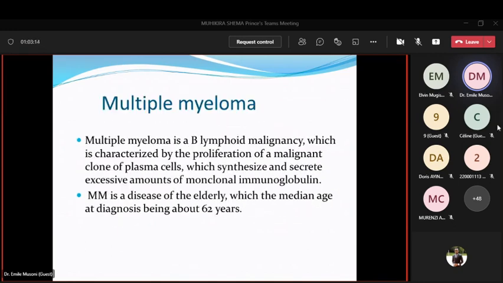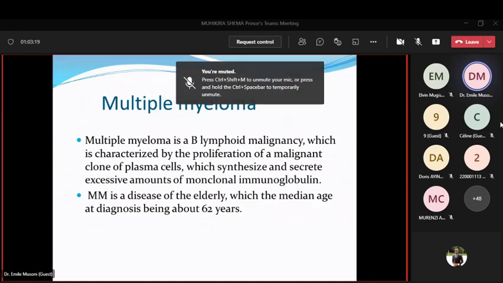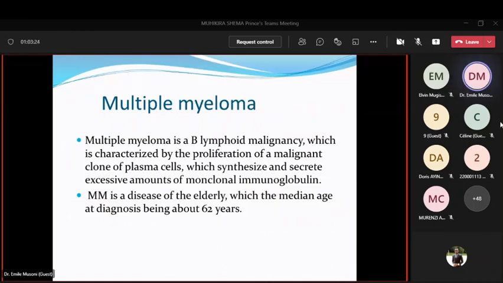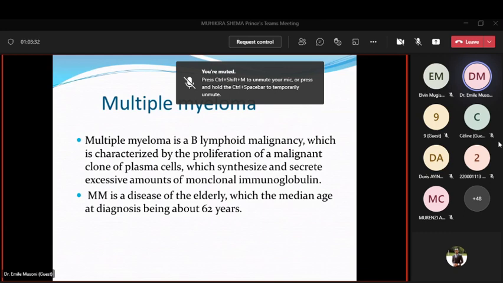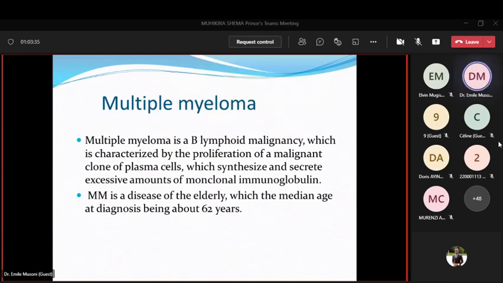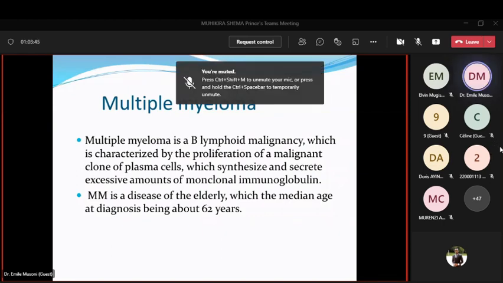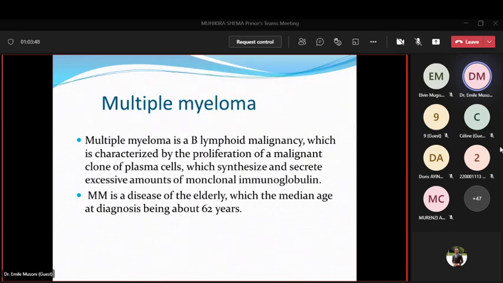But let us see in general what is multiple myeloma, because this is one you must know. Multiple myeloma is a B lymphoid malignancy, characterized by proliferation of a malignant clone of plasma cells, which synthesize and secrete excessive amounts of monoclonal immunoglobulin. Multiple myeloma is a disease of the elderly, with a mean age of 62, but we have seen some cases even at 50. We have some cases.